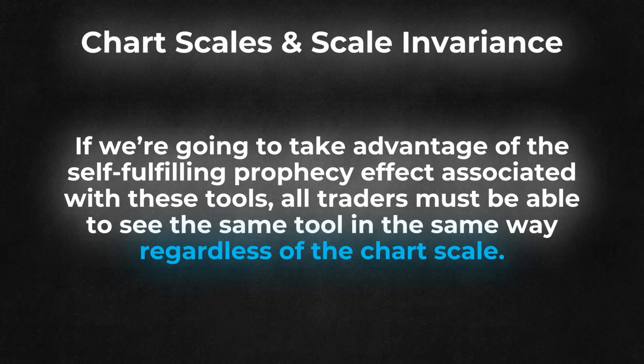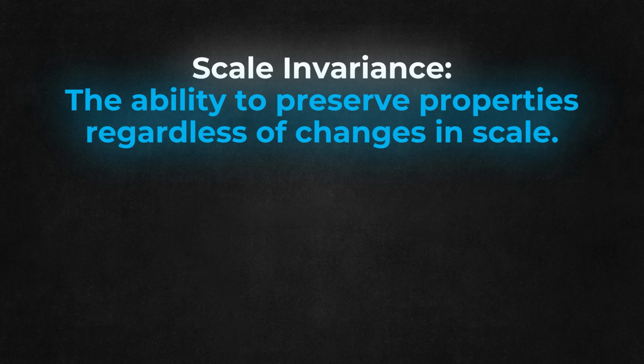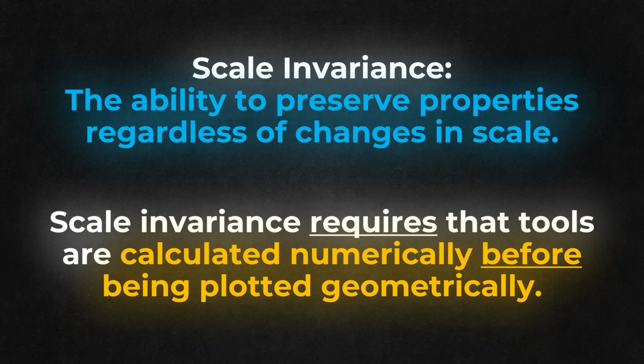Certain Fibonacci tools will behave differently when you change from linear to logarithmic chart scales, when you zoom in and out of the chart, or even when you scroll the chart left and right. That's a problem because for tools to have the self-fulfilling prophecy effect, they must be scale invariant. Scale invariance is the ability to preserve properties regardless of changes in scale. For example, a moving average is scale invariant because its values are calculated numerically before being plotted geometrically.